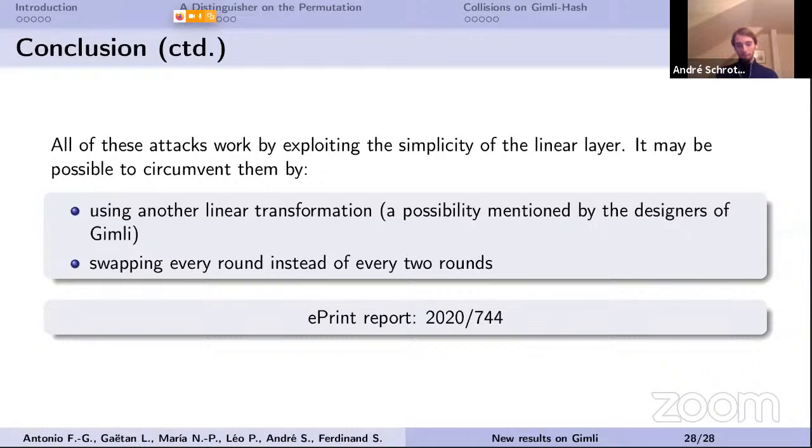possibilities are worth investigating. So all of the details are in our preprint report, which is the following. And that's all for me. I thank you for your attention.